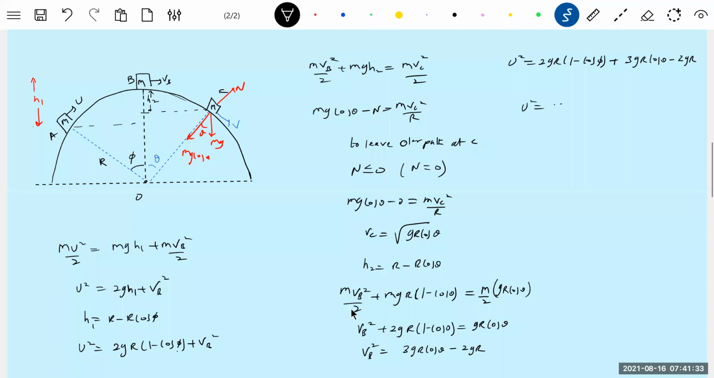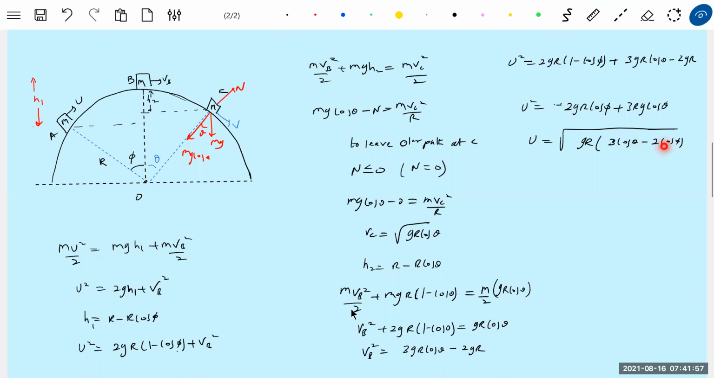U square should be equal to minus 2gr cos phi plus 3gr cos theta. So this gr will keep as it is. So this will be 3 cos theta minus 2 cos phi. Look at the equation now. It all depends. So I think we can go back to, I think like this, cos phi is what?